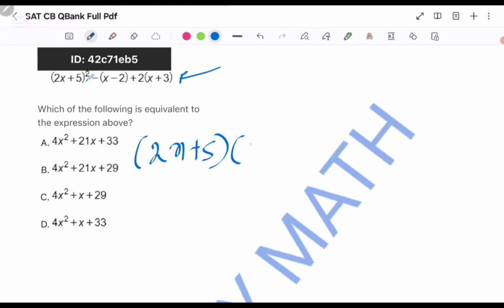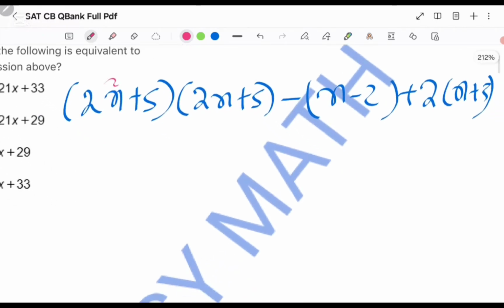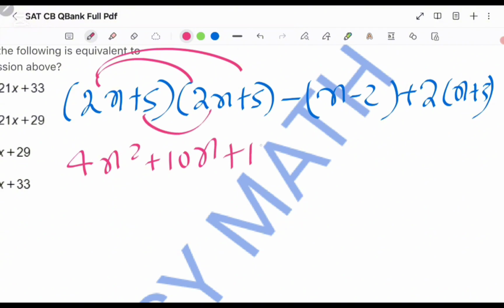You can just write it again, and then you do the multiplication of them, and they have negative x minus 2, and then you have plus 2x plus 3. Now let's go ahead and do some expanding. 2x times 2x, we have 4x squared, 2x and 5, we have plus 10x, 5 and 2x again plus 10x, and then 5 and 5 plus 25.